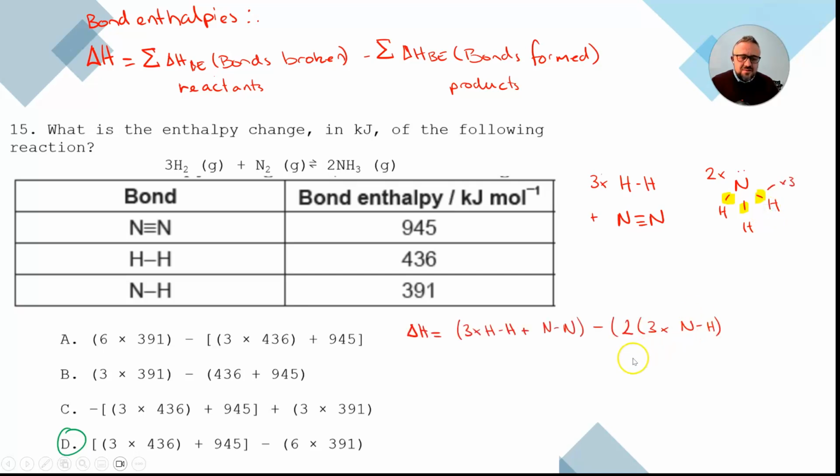So it becomes 3 times HH plus NN, because those are our bonds that are broken, minus 2 times 3 times the NH. So if we write that out, it becomes this, right? 3 times 436, because that's this bond up here. 945 is the energy in this bond. It's a pretty energetic bond there, that triple. Makes sense. Minus 6 times 391. So 2 times 3 gets you to 6. And 391 is that. And that is D.